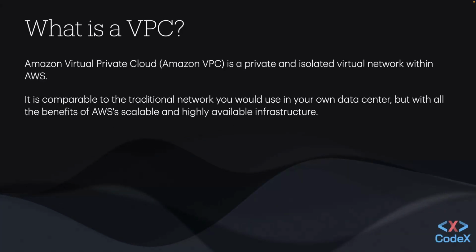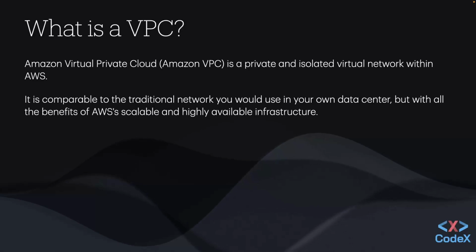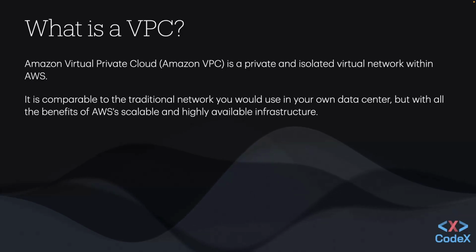What is a VPC? Amazon Virtual Private Cloud, Amazon VPC, is a private and isolated virtual network within AWS. It is comparable to the traditional network you would use in your own data center, but with all the benefits of AWS scalable and highly available infrastructure.